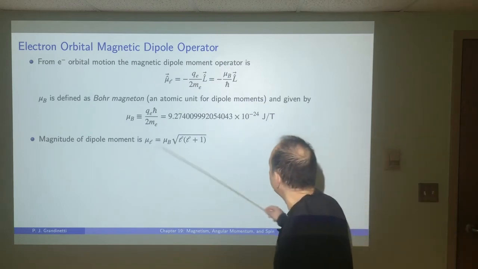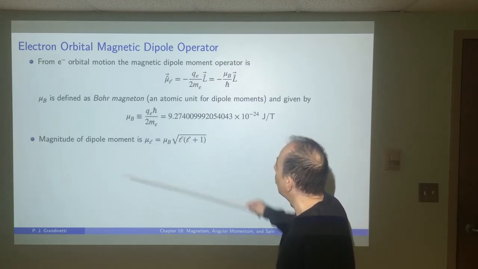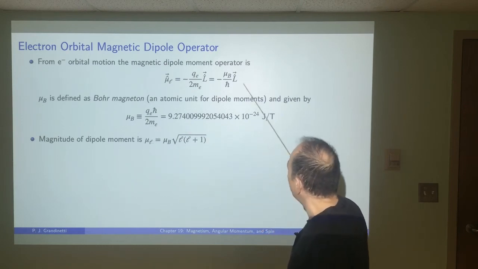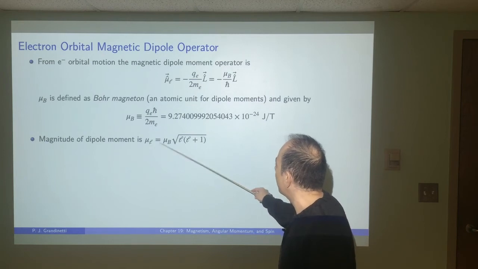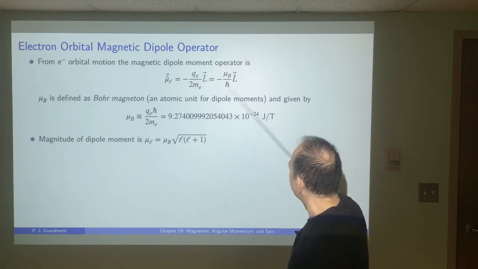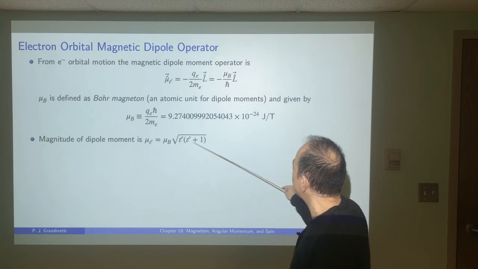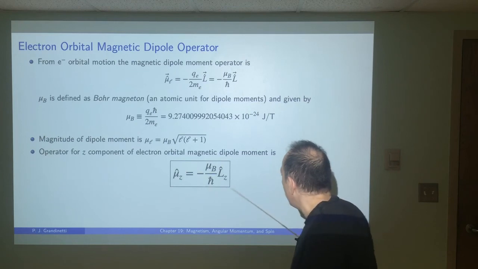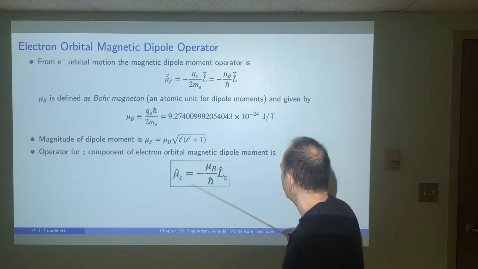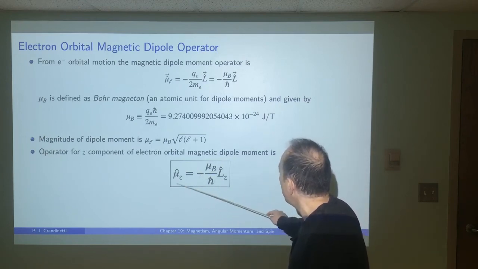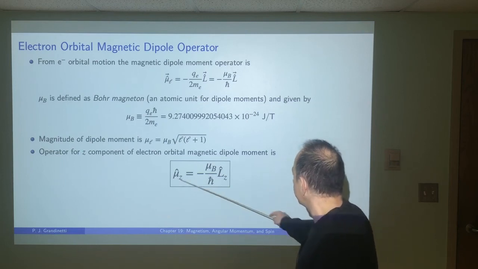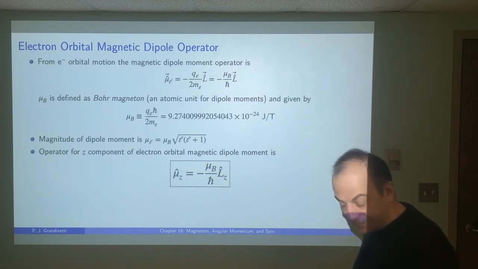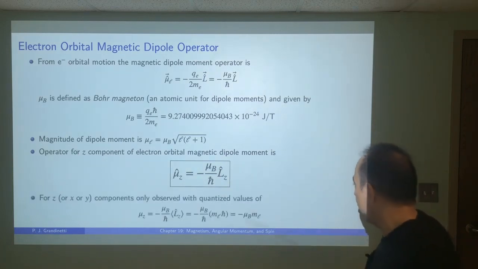And of course, the magnitude of the magnetic dipole moment is going to come from the orbital angular momentum. And so we know that mu L is just going to be mu b times the length of this vector, which is the square root of L times L plus 1. And for the z component, we can use the same approach. Because we know this proportionality, we can write down that the mu z operator is just going to be minus mu b over h bar times the LZ operator.